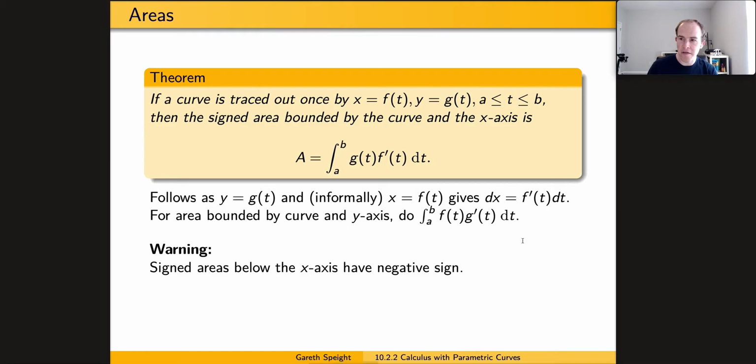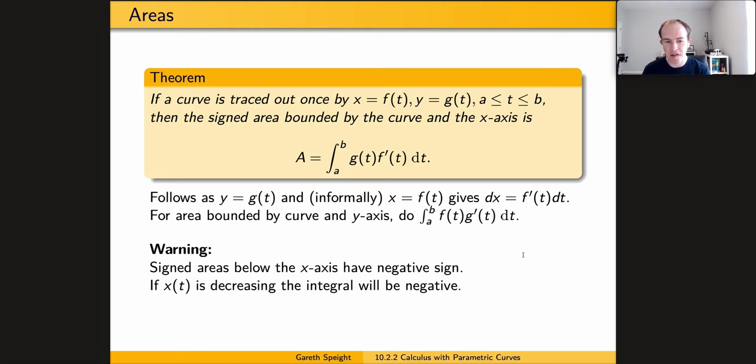So if we're finding area versus finding signed area, we have to be careful. If we want to find an area, which is always positive, and it's below the x-axis, then we're going to have to swap the sign. And also here, there is an extra strange thing. If x is decreasing, that means if the curve is moving from right to left, then the integral will be negative, right? Because if x is f of t, so dx is equal to f prime of t dt, if the curve is moving to the left, that means that f prime of t will be negative. So here we'll have something which is negative in the integral and the sign will be swapped.